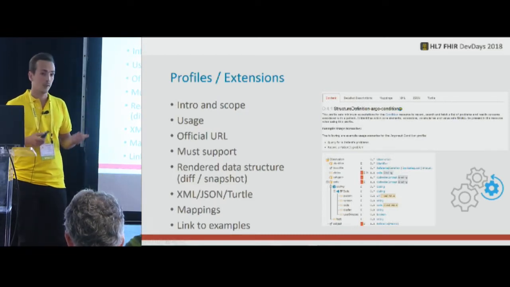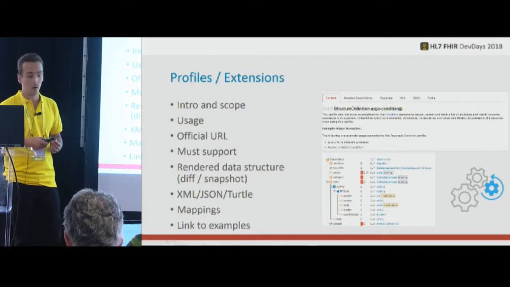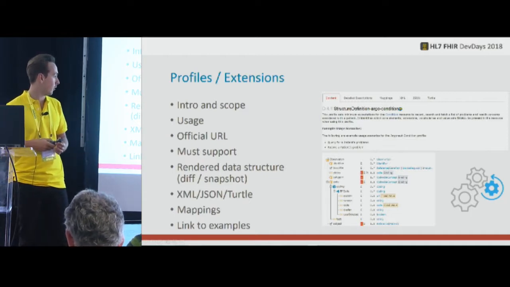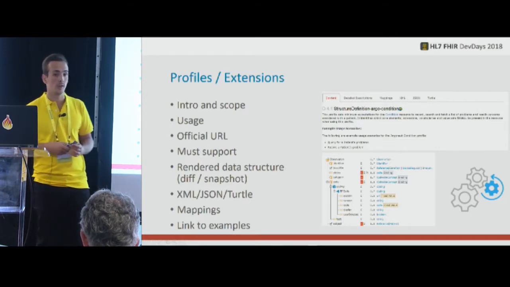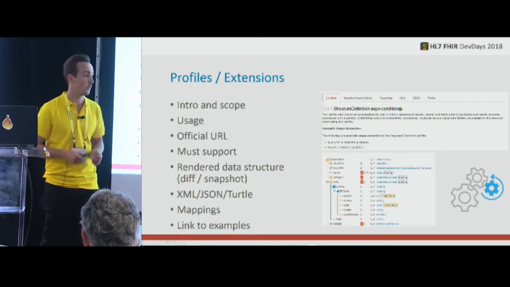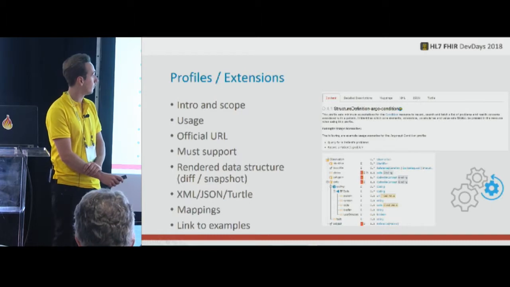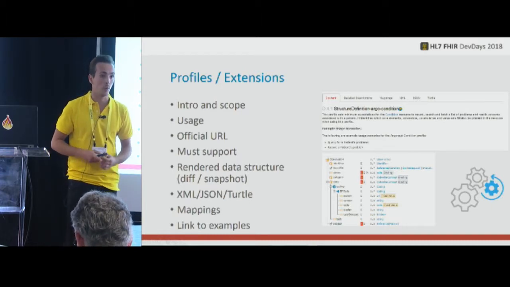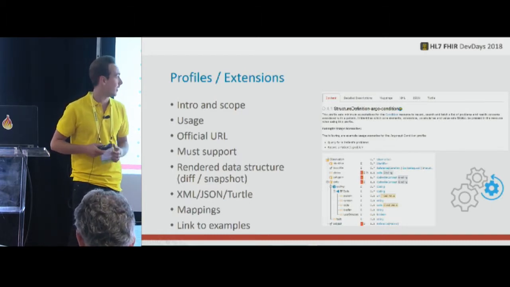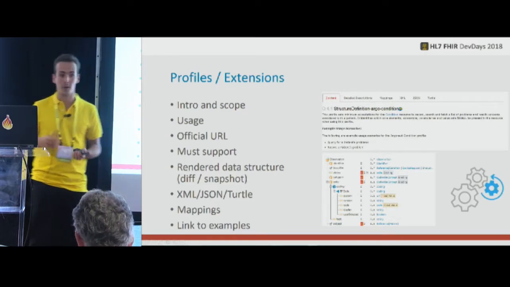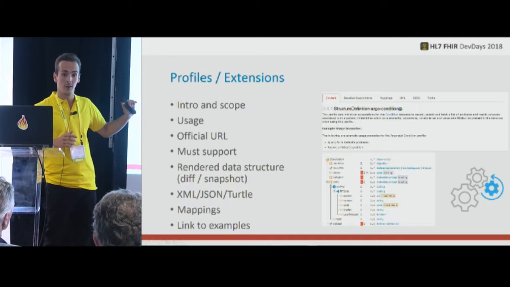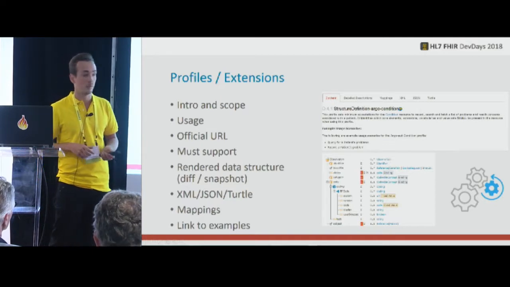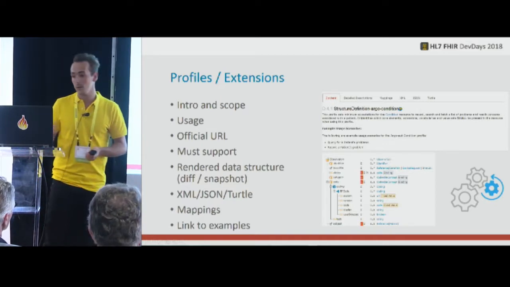And this section should also allow an implementer to download the XML or JSON or Turtle, and you should include links to examples of this profile. And it's very wise to auto-generate a lot of this, of course, based on your profiles. Because your profiles consist of a lot of data, and I think this page can be built from a lot of data which is already inside your profile.